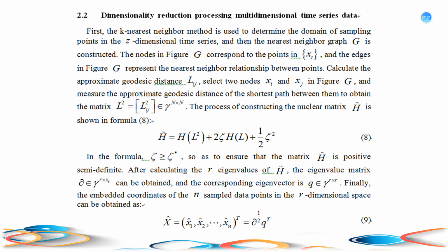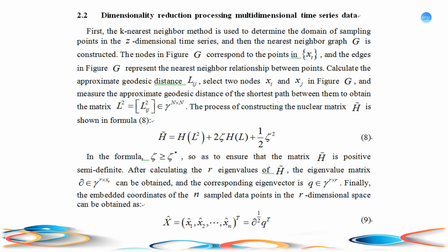Calculate the approximate geodesic distance. Select two nodes, xi and xj in graph G, and measure the approximate geodesic distance of the shortest path between them to obtain the matrix. The process of constructing the kernel matrix is shown in the formula.